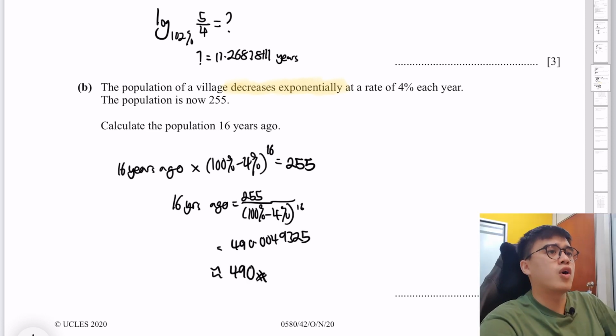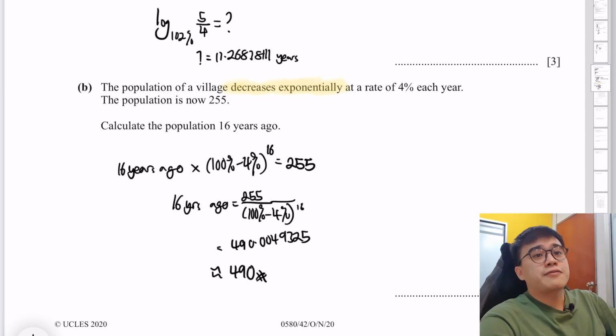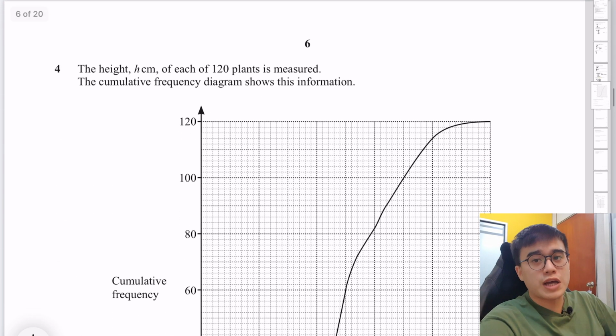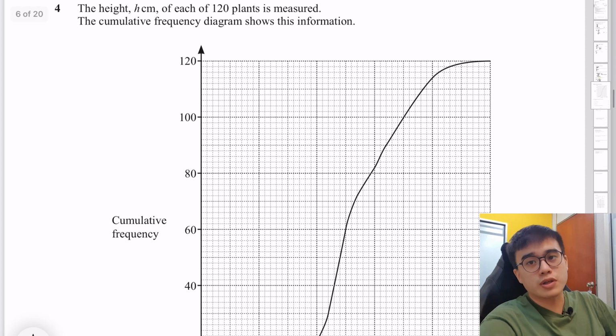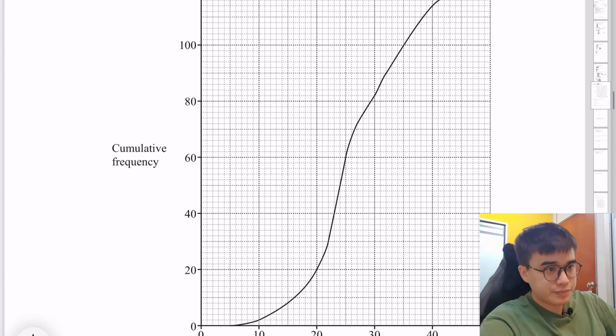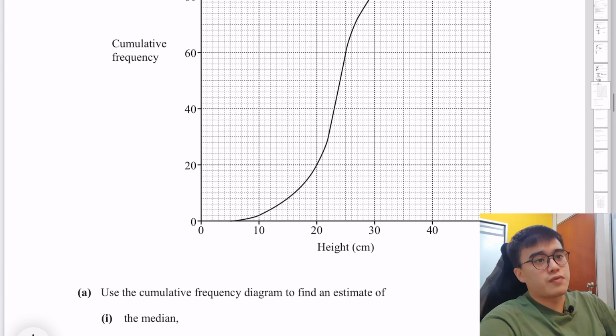Question 4. The first thing that I identified from the question itself was the total number of plants, which is 120. That is very important, so I will always circle it out even when I'm solving the papers myself. So let's proceed with the question.